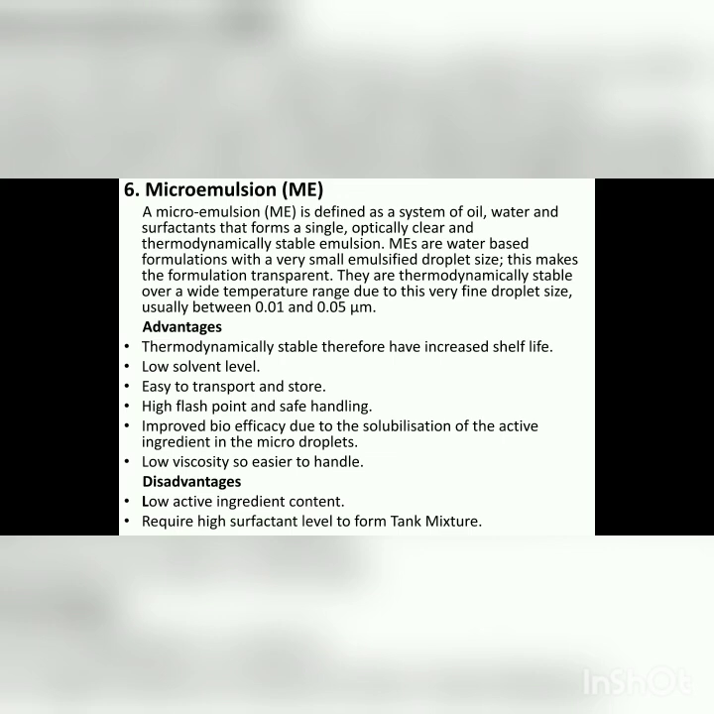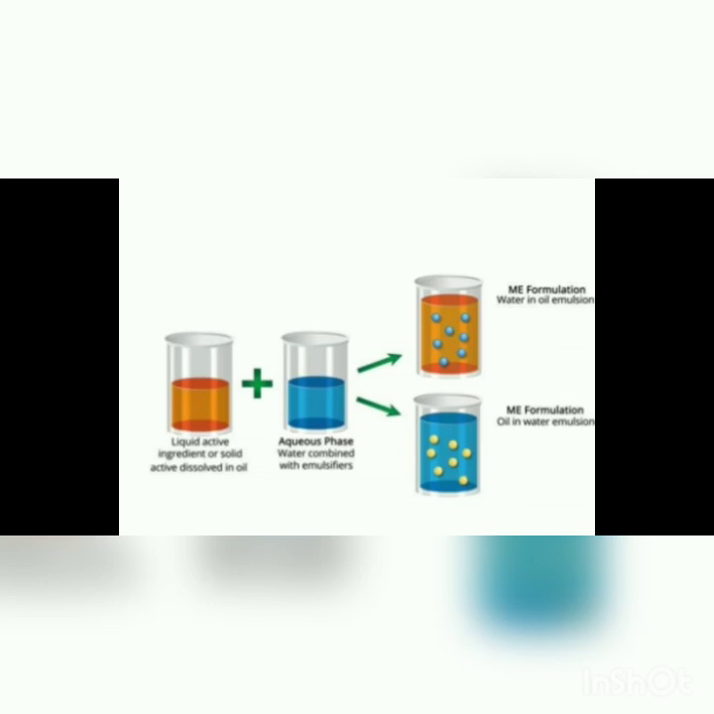The disadvantages of microemulsion are low active ingredient content and the requirement of a high surfactant level to form the tank mixture. Then in the image, liquid active ingredient or solid active dissolved in oil are mixed with aqueous phase, which produces water in oil emulsion or oil in water emulsion.